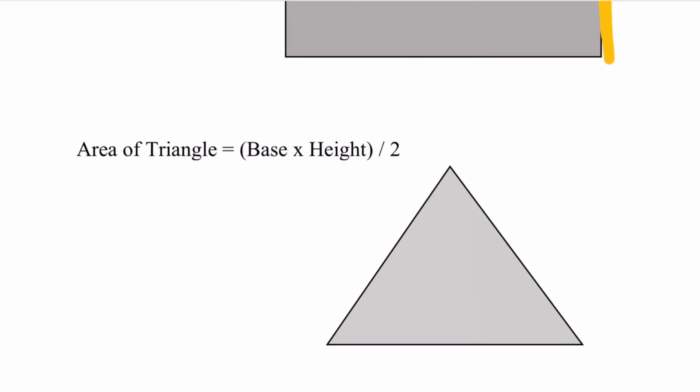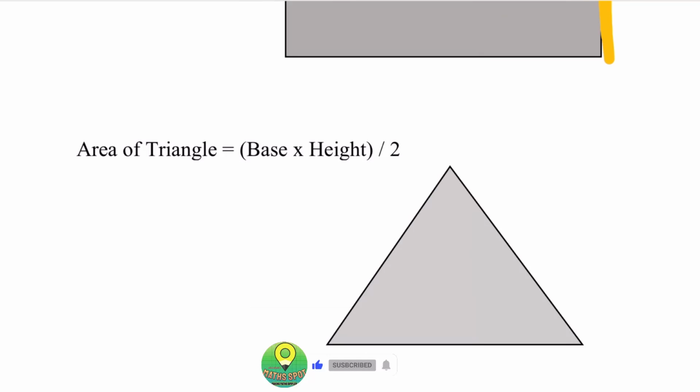So here we have the second shape, which is area of triangle. Now area of triangle is a little bit different than rectangle. So here it says base into height, then divide by 2. Now notice I've put brackets around base and height because that's the first thing we need to do, and then we have to divide by 2.